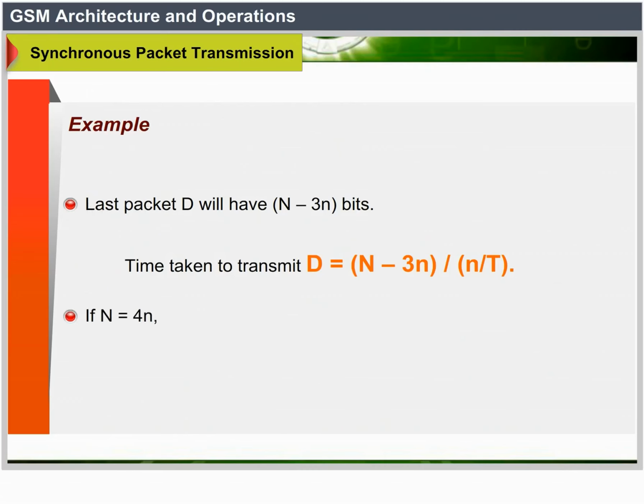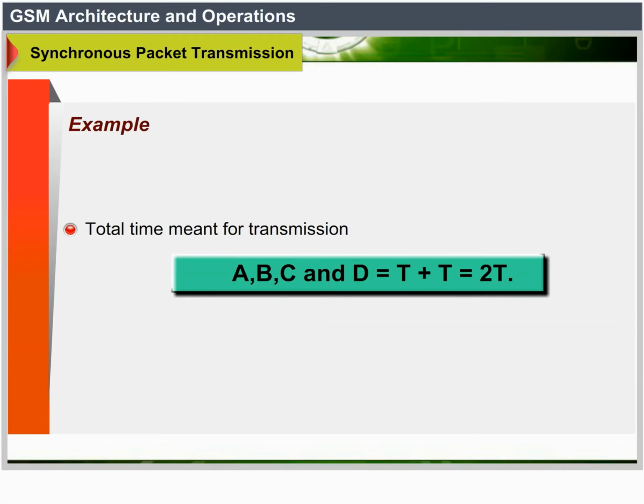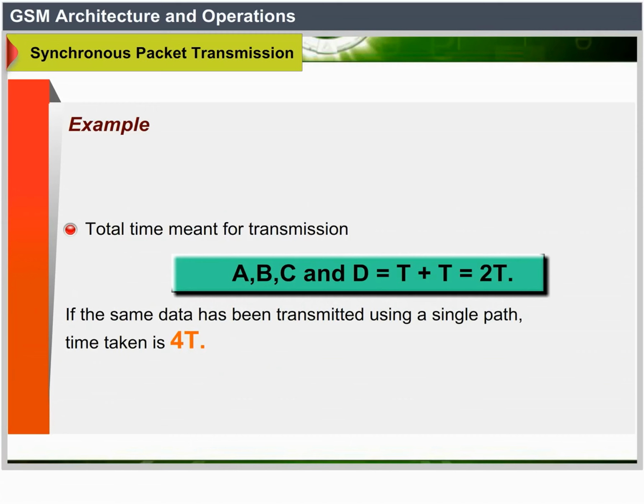If n is equal to 4n, time taken to transmit D is equal to 4n minus 3n by n by t, that is equal to n by t, which is equal to t. Total time to transmit A, B, C and D is equal to t plus t, which is equal to 2t. If the same data was transmitted using a single path, time taken is 4t.